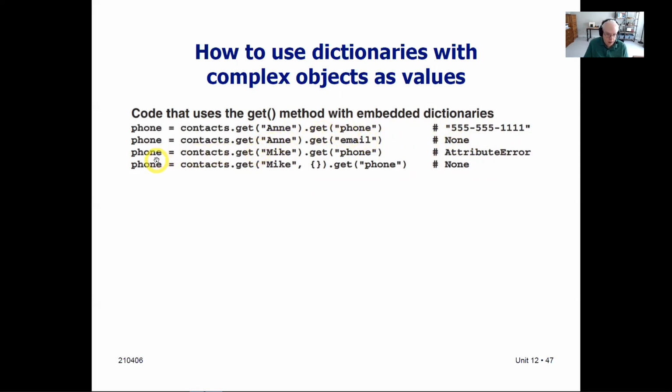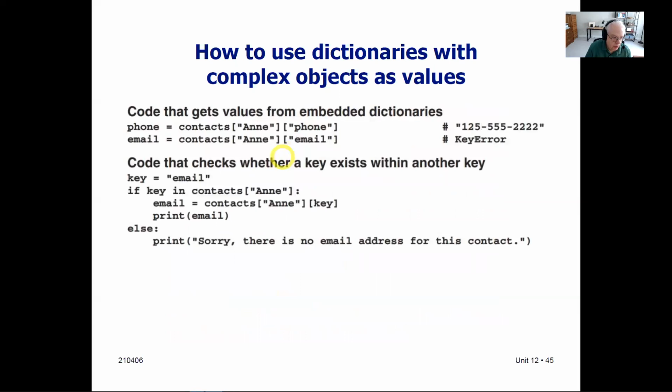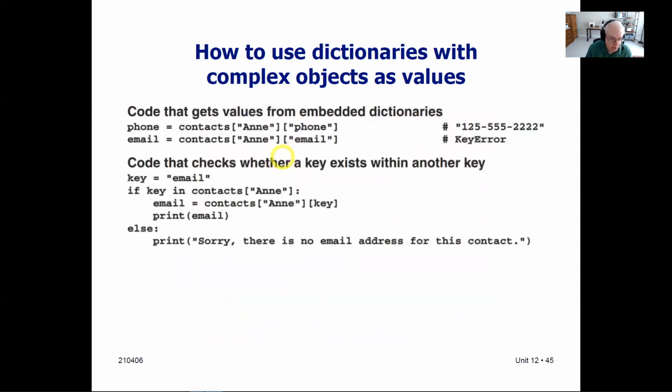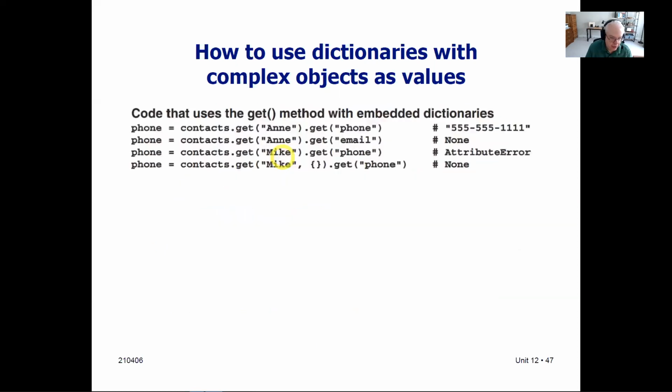Now, in this next one, I want to see something here. Yeah, okay. This doesn't make any sense unless I tell you this. In our contacts dictionary, there's no Mike. There is no user Mike. So keep that in the back of your mind as you look at this. In this case, Mike does not exist.